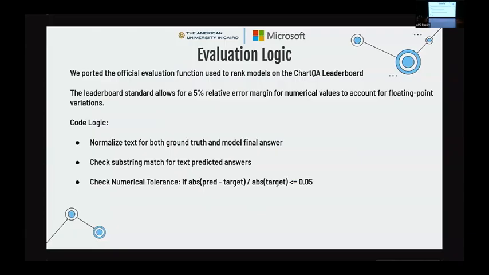And to do the evaluation, we use the official evaluation function used on the ChartQA leaderboard that we have just shown. This function mainly works by normalizing both the ground truth and the pipeline answer, and then doing a substring match for text formatted answers, but for the numerical answers, we use a 5% tolerance margin to compare the pipeline answer and the ground truth.